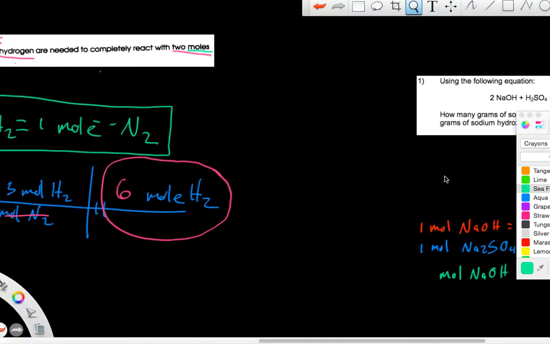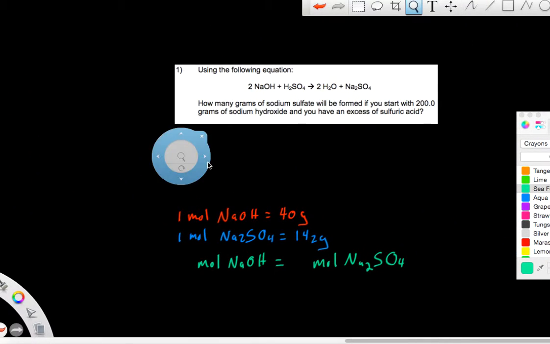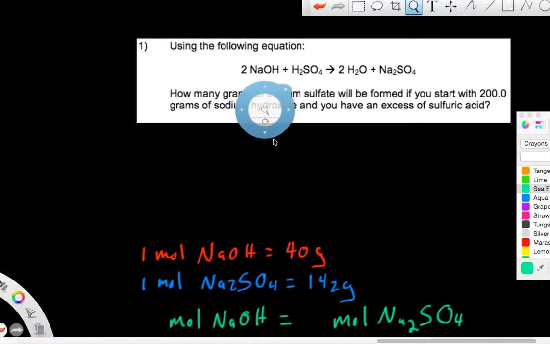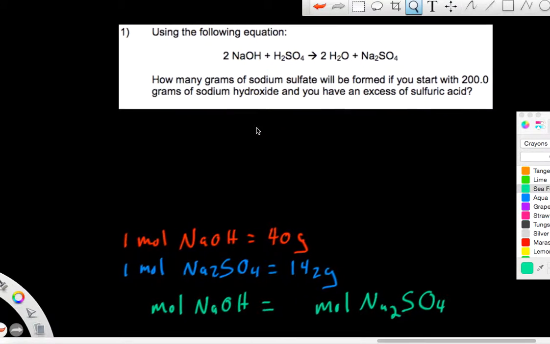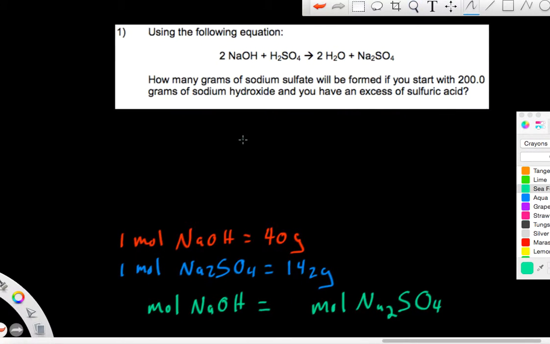Okay, let's do a more challenging problem. This question here is more like what you'll see on our quiz. So use the following equation: 2 NaOH, so 2 moles of NaOH, plus, let's put a little 1 there, 1 mole of H2SO4 produces 2 moles of H2O plus 1 mole of Na2SO4. So let's look at the problem.